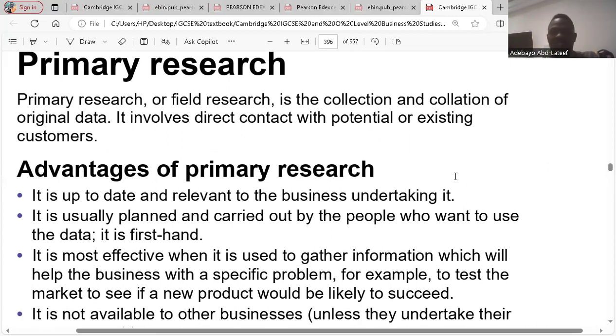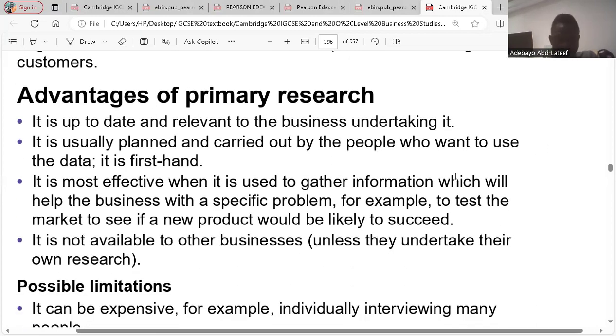So what are the advantages of primary market research? Number one, it is up to date and relevant to the business undertaking it, because it's just now. You are getting information about now. So it is relevant to the time you are making that research. Whatever information you get at that time goes with the trend of that period.